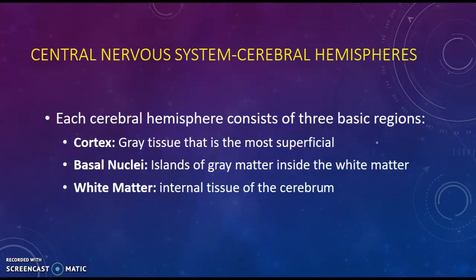Each cerebral hemisphere consists of 3 basic regions. The most superficial portion of your cerebral hemispheres is the cortex, and that's that gray tissue that we're really familiar with when we think of what the brain looks like. Deep to that cortex is white matter, and within that white matter you have what's called basal nuclei, which are islands of gray matter. And if you remember from lesson 1, the major difference between gray and white matter is myelination. Gray tissue is unmyelinated, and white tissue has that myelination to it.